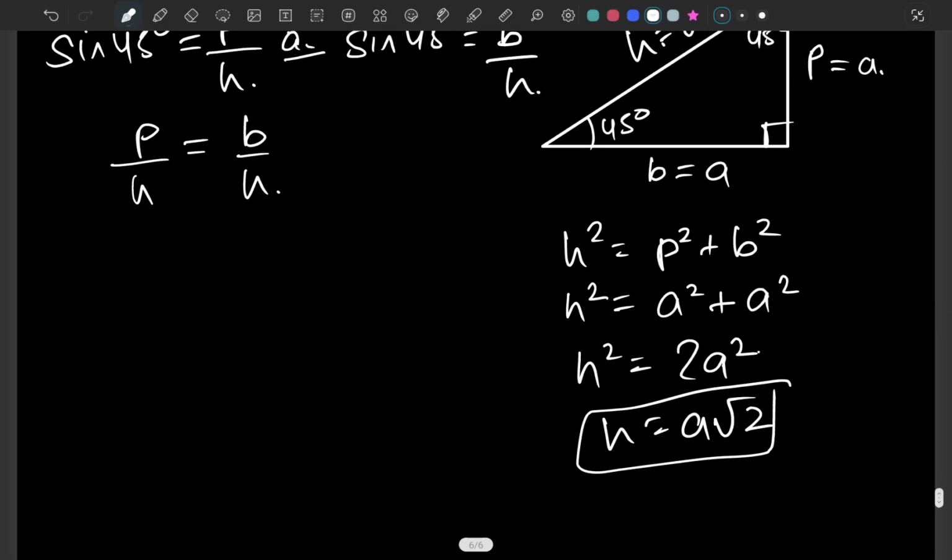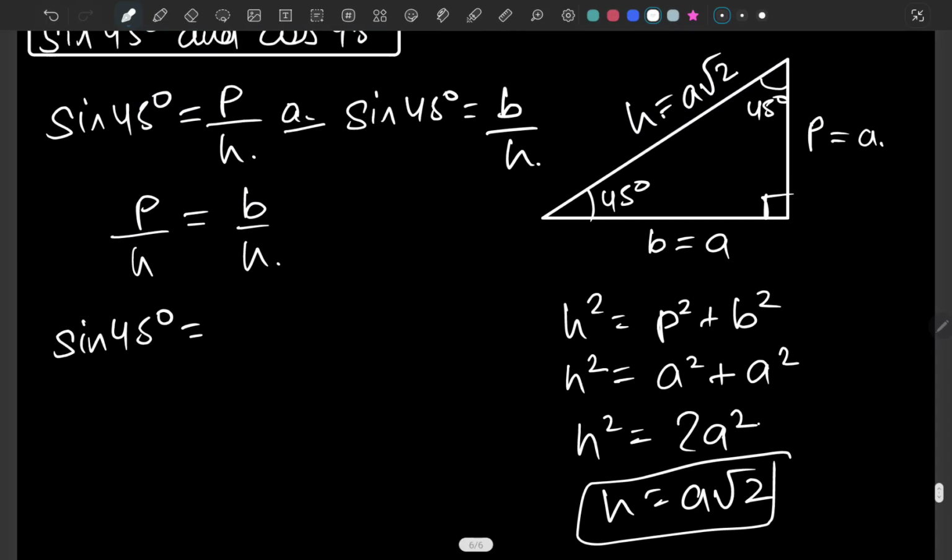And now we are finally done with our sine 45 degrees. That is, sine 45 equals any one of these sides we can consider, because they both are equal. So it's A over the hypotenuse, that means A square root of 2. It comes out to be 1 over root 2. So that was easy to prove, and it wasn't difficult at all. So yeah, that's how it's done.